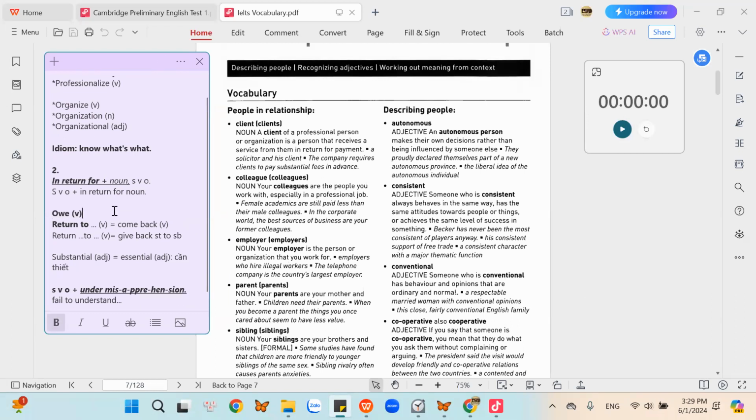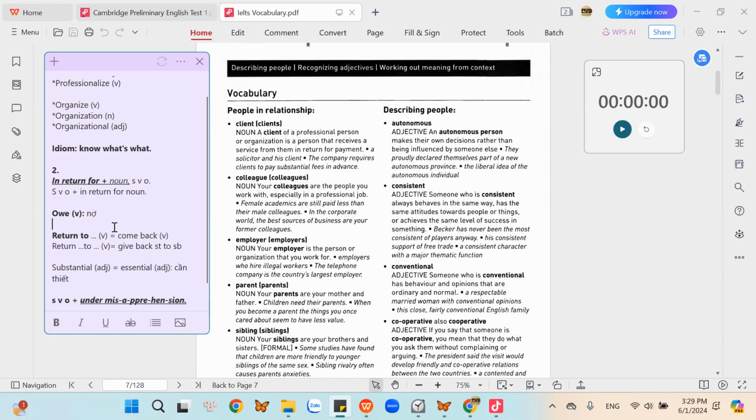All right. The first time you pronounce this word, it's gonna sound weird. Oh, I don't want to owe anybody anything. So I would try to do something in return for their help.